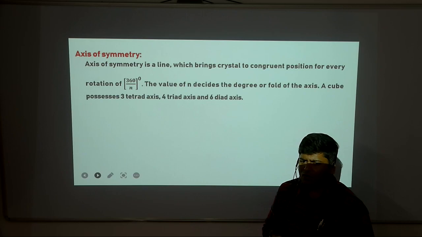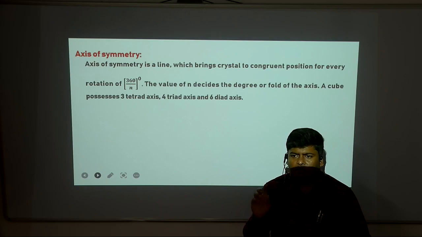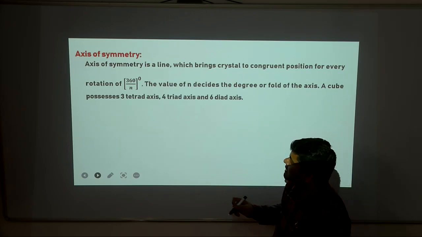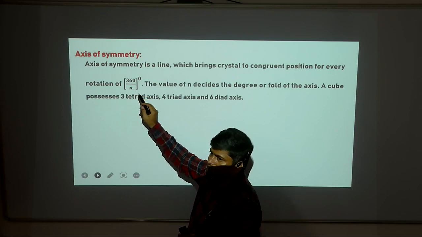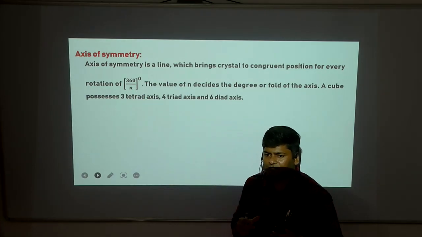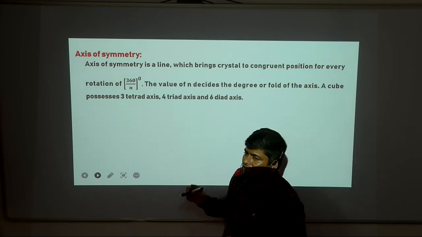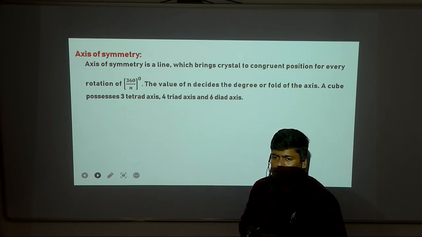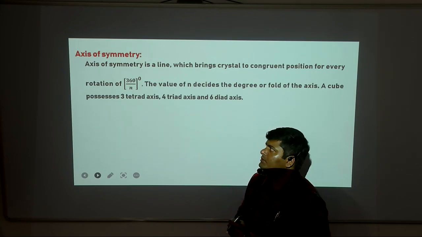So how does that 90 degree rotation come? If we rotate the crystal in a total 360 degrees 4 times, it will come to the congruent position or identical situation. So 360 divided by 4 is nothing but 90 degrees. In a similar way, 360 divided by n is a rotation that will bring the crystal to the identical or congruent position. That line around which the crystal rotates is called the axis of symmetry.